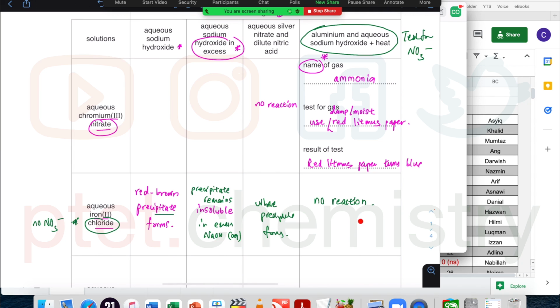If you do this in the lab, that precipitate will not stay for long because the aluminium and sodium hydroxide will undergo a reaction. They can produce hydrogen gas. Some people have written down hydrogen gas, but that hydrogen gas does not stay around for long. It is not the hydrogen gas that you test for, because it actually reacts with the nitrate. That is our next topic.